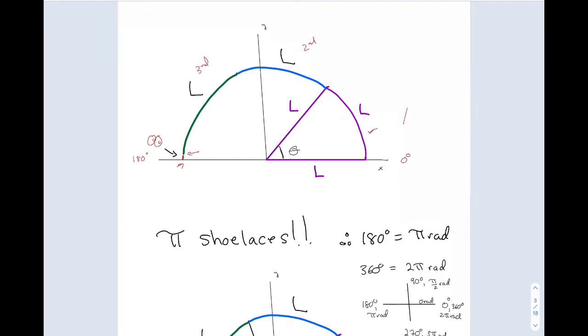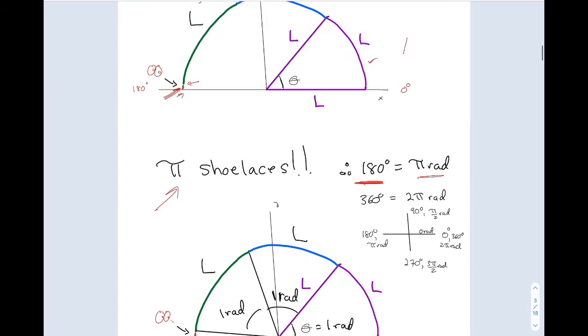So how many shoelaces do I need? I got 1, I got 2, I got 3, and I need a little more than 3. I have to fill up that gap. So how many shoelaces do I need? I need pi of them. So you need pi shoelaces to make 180 degrees. So 180 degrees is pi radians.